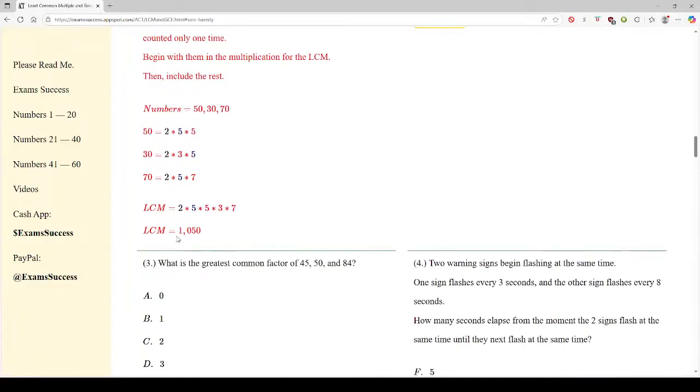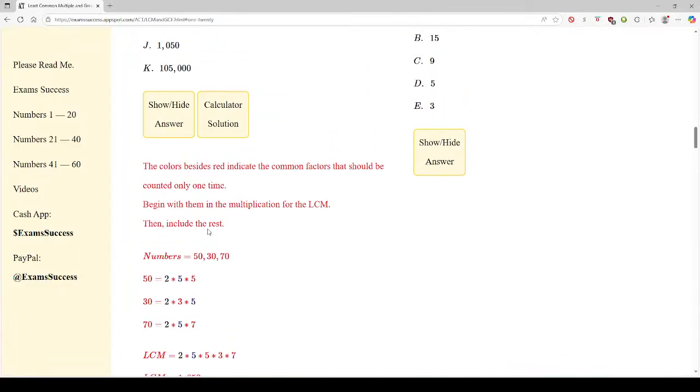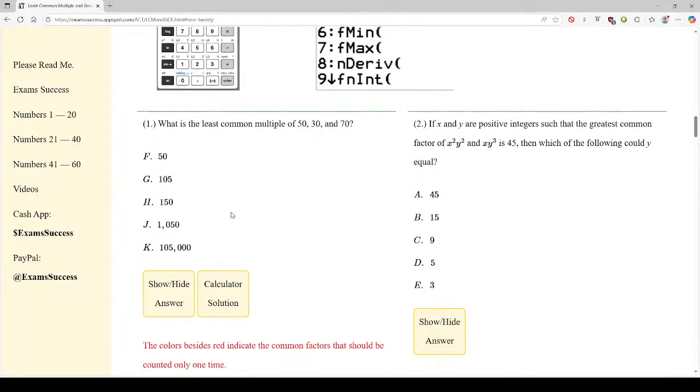So that is how we got this. I know this question just says LCM. That's how we got it, 1050.